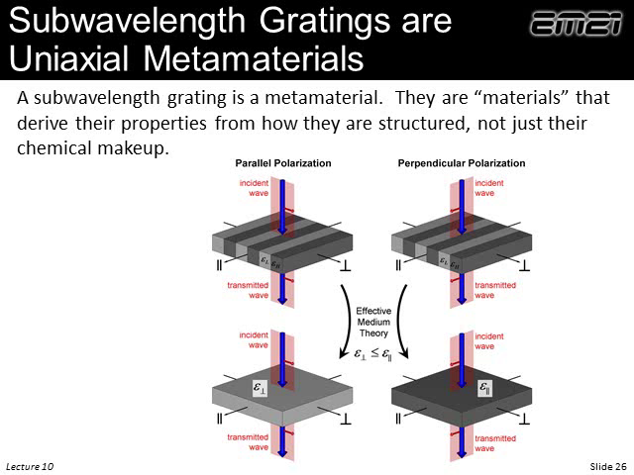So this is actually our first metamaterial this semester. A subwavelength grating is a uniaxial metamaterial. It possesses, along two axes, for electric fields oscillating along two axes, the same dielectric constant, and along the third, an extraordinary dielectric constant or extraordinary refractive index. So in fact, these are uniaxial metamaterials.